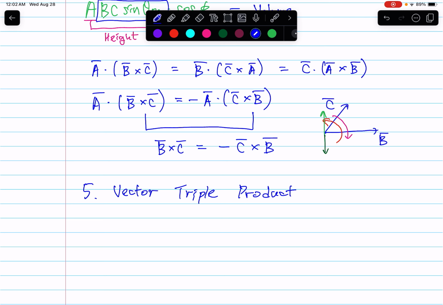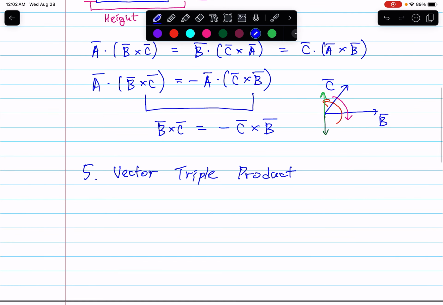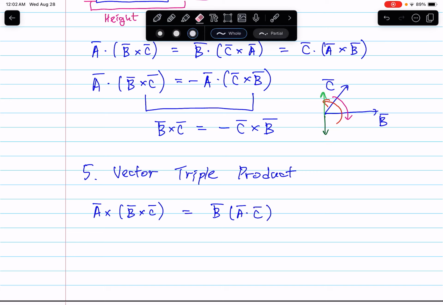And this is something that looks like this. You do A cross B cross C, that is equal to B (A dot C) minus C (A dot B).